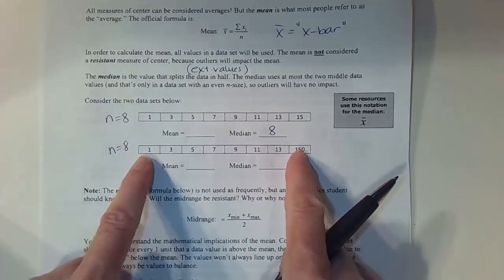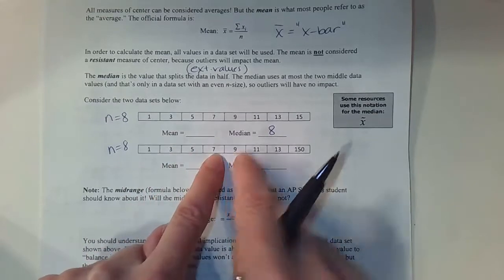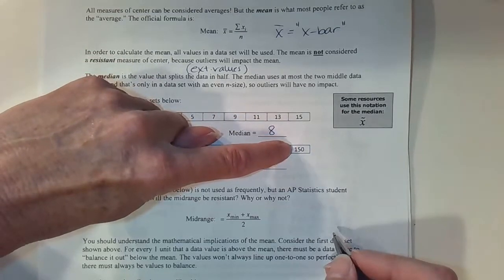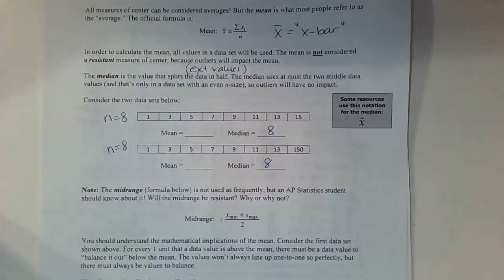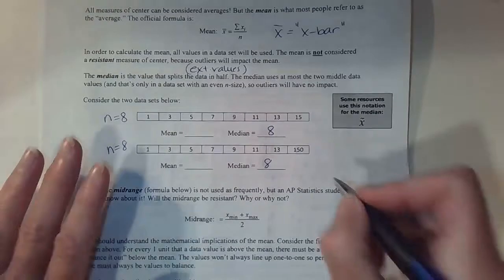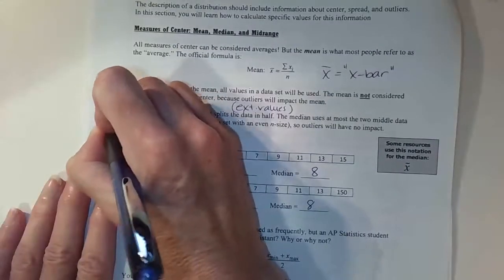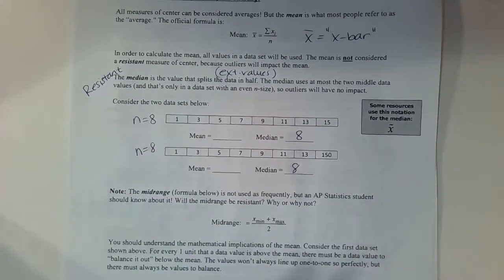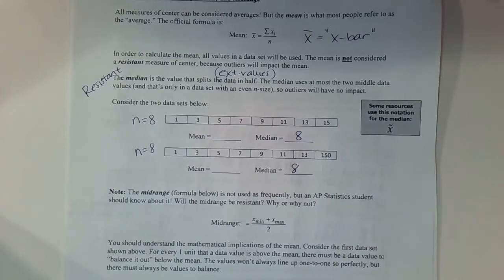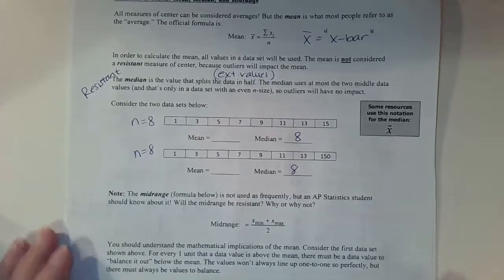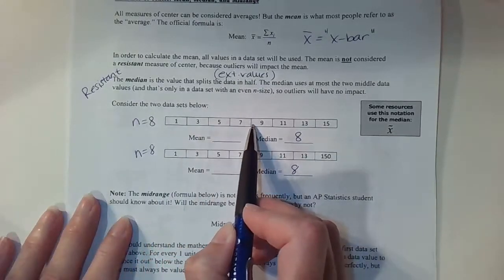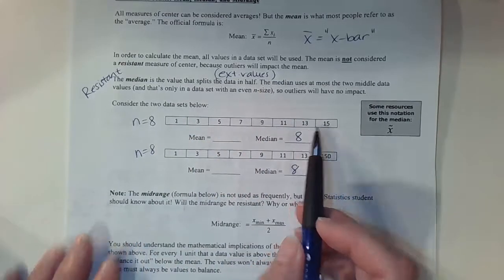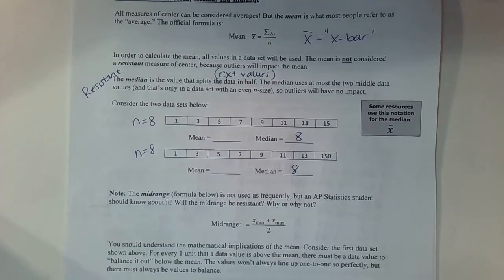And if you did the same thing on this data set, you get the same result. So even though this had a maximum of 15 and this one had a maximum of 150, it didn't matter. For the median, you jump right over it. So we say that the median is resistant, because it resisted the 150. The mean is not resistant because watch what it does. You have to add all these numbers up, and then you need to divide by 8. All right, so let's see what we get if we add all those numbers up.